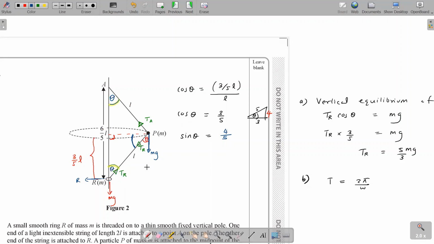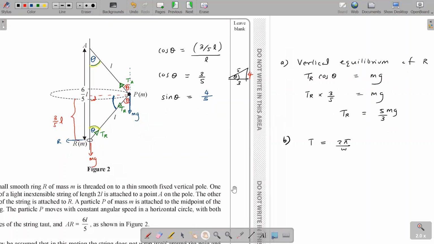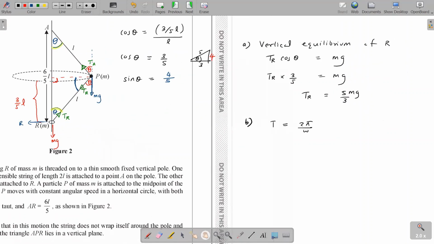So if this becomes theta, then what happens? By using the alternate angles, you can again take the theta over here. Do you agree with me? This theta comes over here through alternate angles. Okay, so now I'm ready to resolve. I'm ready to work with it. So let's go for vertical equilibrium of P.